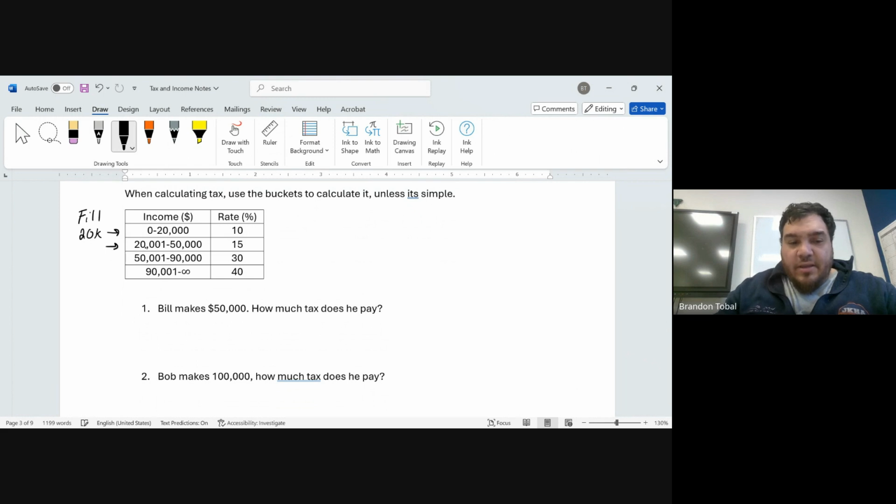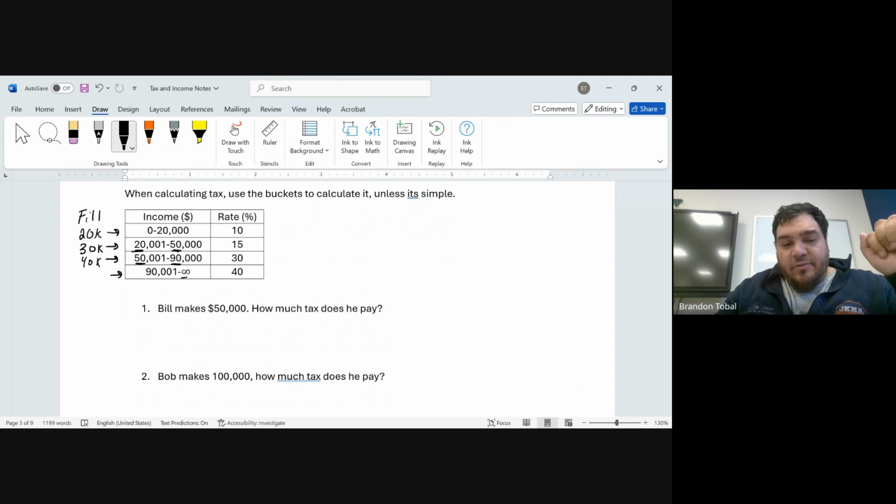But in the second bucket, it's 20 to 50. So I would do 50 minus 20, and I know between 20 and 50 is 30K. So to fill the second bucket, I would need 30K. In the next bucket, this is 50 to 90. So from 50 to 90, that's 40K. So I need 40K to fill the bucket.